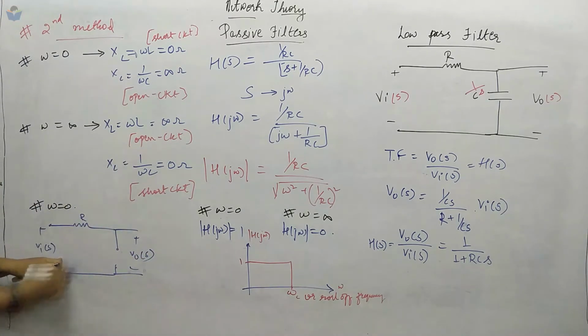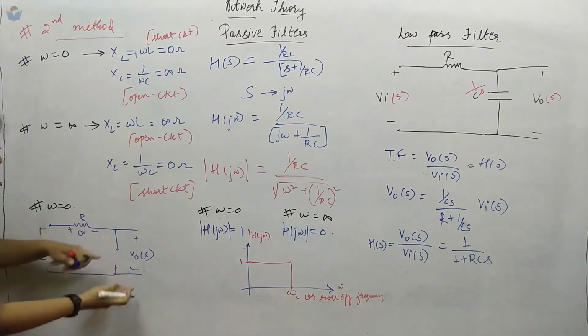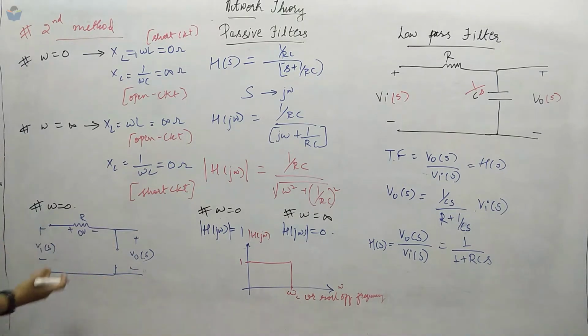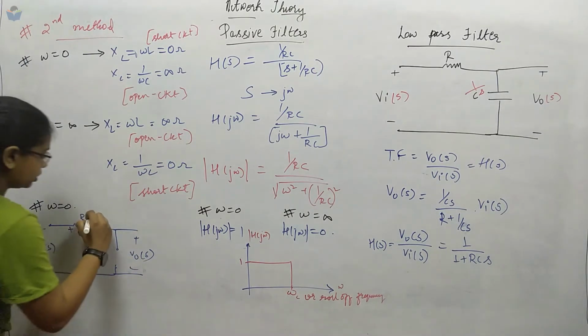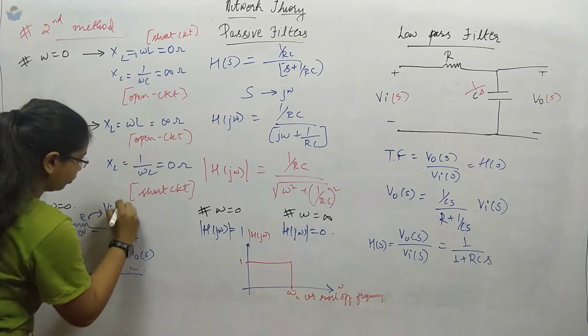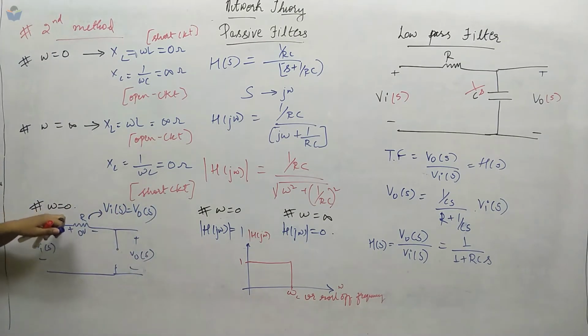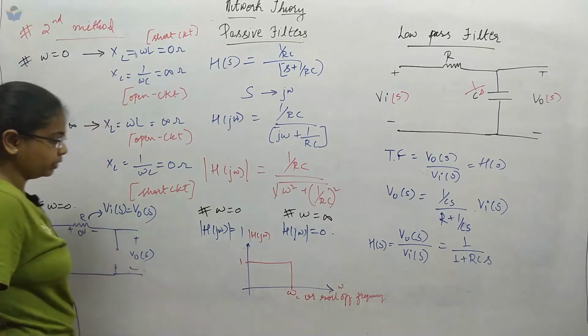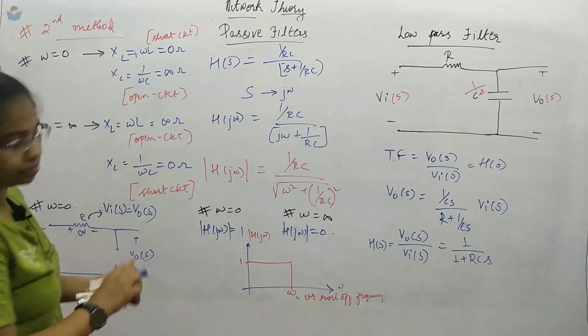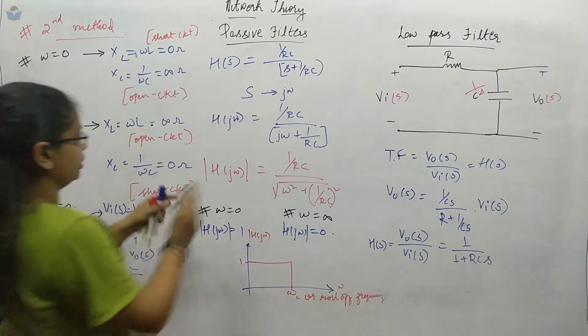So what does this mean? Here there is 0 drop, it is open, and there is no current flowing in the circuit. So this condition gives you Vi of S equal to V0 of S at omega equal to 0. So you will get this as 1. Next we will see for the other case.